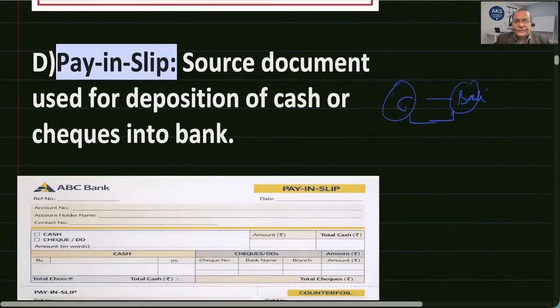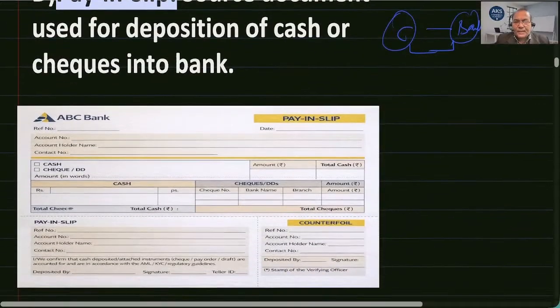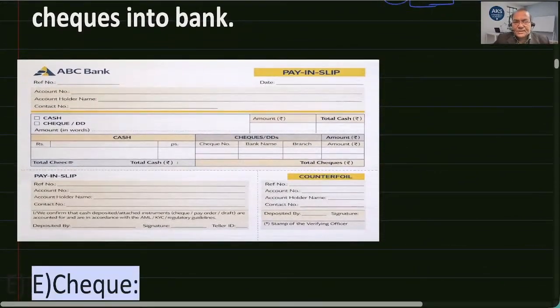So how is the format of a pay-in slip? There is the amount, the denominations such as 100 and 500, then the account number and the account holder whose name it represents. This will be mentioned on the back of the page, so that any discrepancy can subsequently be met.